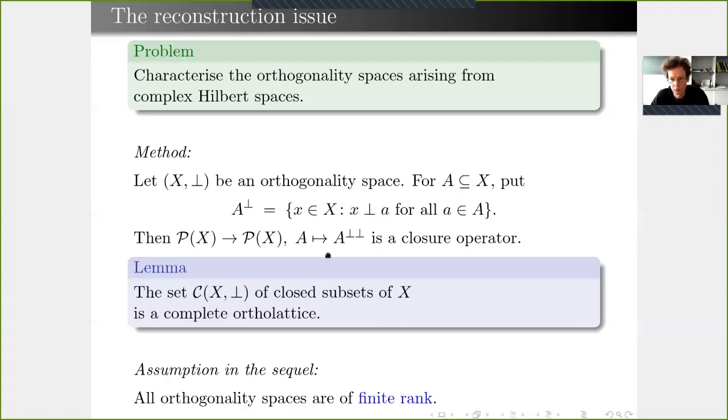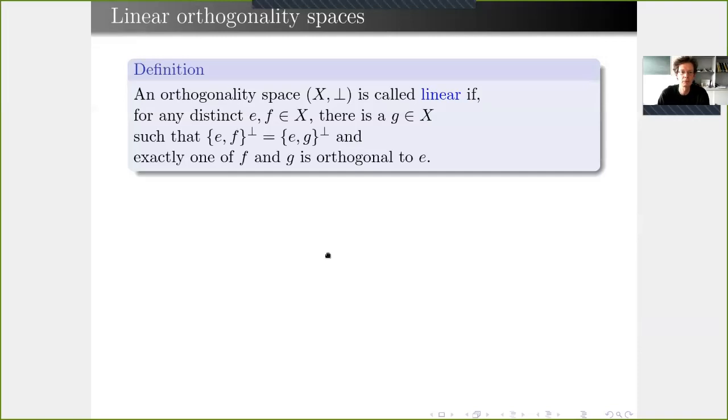In what follows, we will focus exclusively on the case of finite rank. That means we deal just with the case of finite dimensional spaces. This decision actually was made also under the influence of this very conference. And one should mention that in the infinite dimensional case, certain things are easier rather than more difficult.